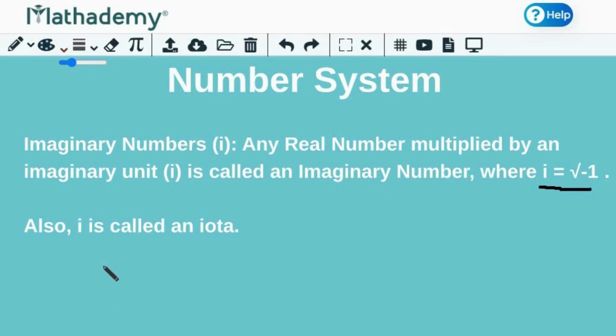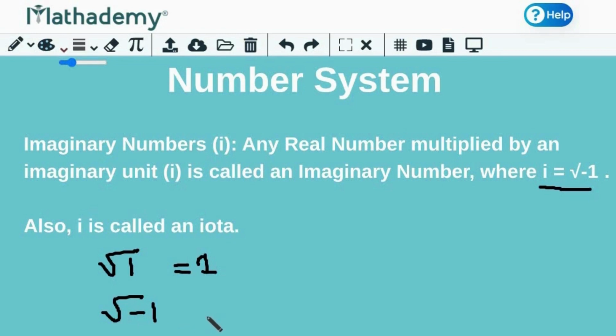Now, can I have root 1 glass of water? The answer is yes, because root 1 is nothing but equal to 1. But now, can I have root negative 1 glass of water? The answer is no, right? Because we have learned that roots of negative numbers do not exist. And these types of numbers are called imaginary numbers.